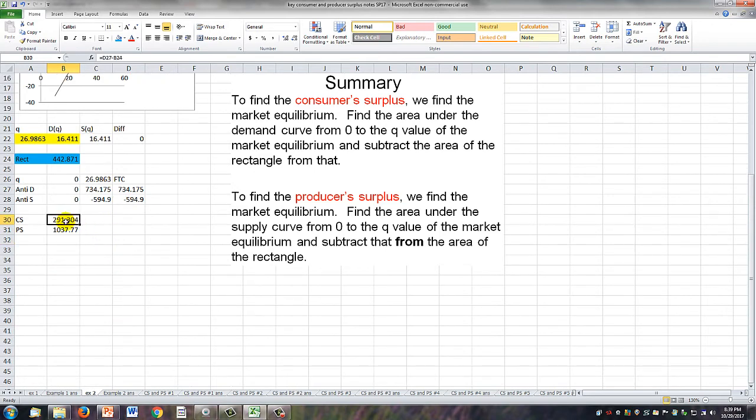So this is the consumer surplus, $291.30. It represents the amount saved by consumers because what they are willing to pay is higher than what they actually had to pay for the goods. Producer surplus is $1,037.77, and it represents the amount gained by producers because what they were willing to sell their items for was less than what they actually received for their items.